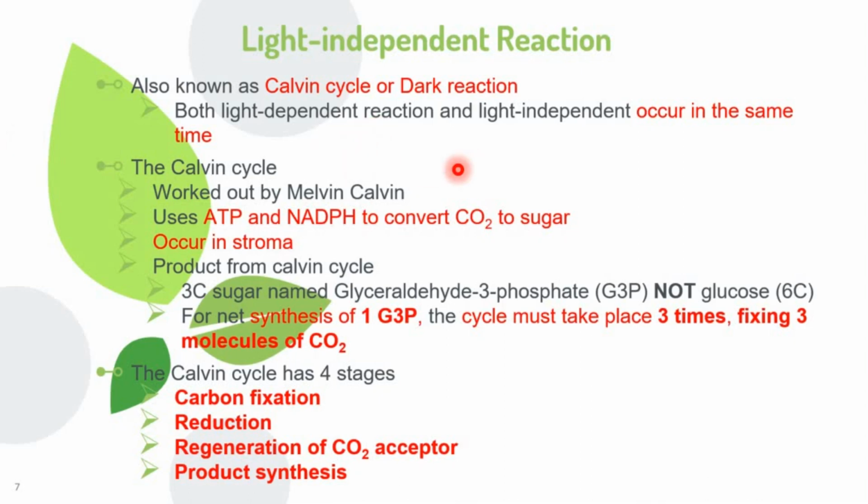The ATP and NADPH from light reaction will be used during the Calvin cycle to convert carbon dioxide to form sugar or glucose. Light independent reaction occurs in the stroma. Then the Calvin cycle must take place 3 times, fixing 3 molecules of carbon dioxide. There are 4 stages: carbon fixation, reduction, regeneration of carbon dioxide acceptor, and product synthesis. So these are the 4 stages in the Calvin cycle.